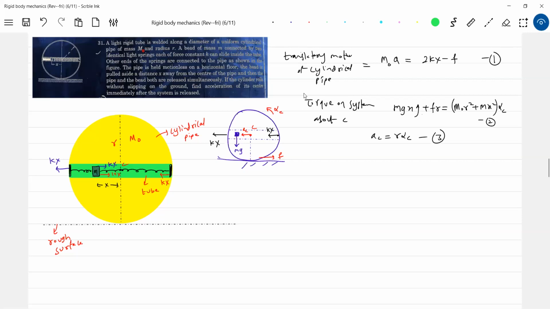No, there is that tube, no? It's a light tube, and look at the bead. It's like a bead of mass connected by two identical strings, each connected inside that tube. So you want to say about the center of mass of the system. So, the system has a natural tendency to rotate about the center of mass.